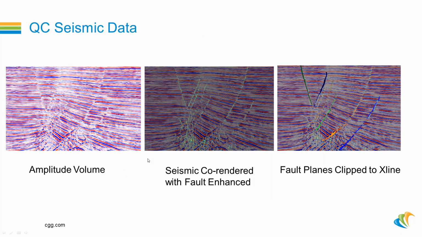After calculating that, we can see the data using the co-rendering technique. We have the original amplitude volume here, and we can roughly see where the fault planes could be. Then using the co-rendering of the amplitude with the fault enhance, you see the faults in light green, and see how well the software has run the process. And you can also use the fault plane and clip to this view and use that as a QC as well.